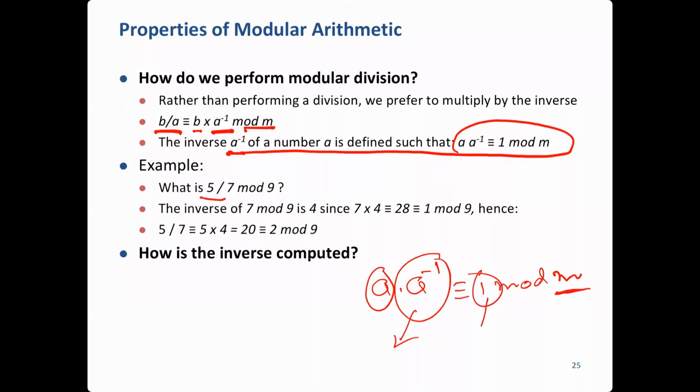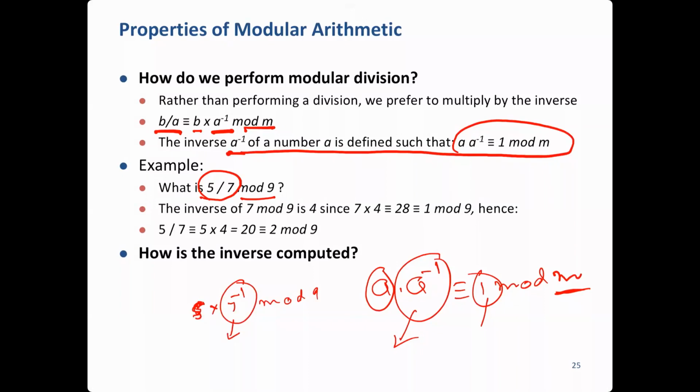So we have 5 by 7 mod 9. How do you calculate this? It means that you get 5 into 7 inverse mod 9, right? So you have to get 7 inverse. Now you have to replace this with a number which, when multiplied, will give you the answer 1.